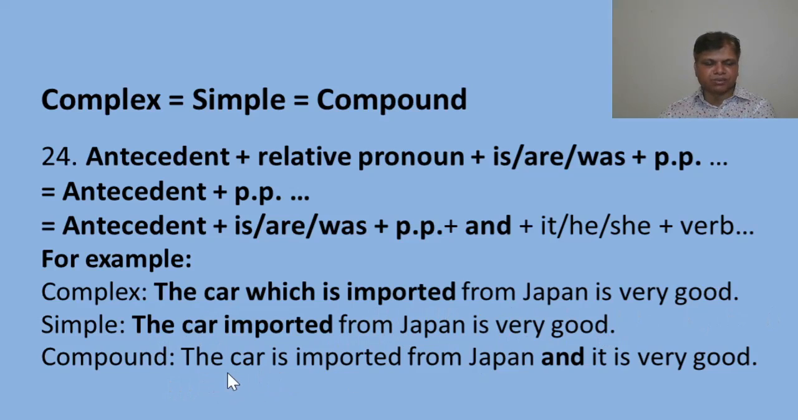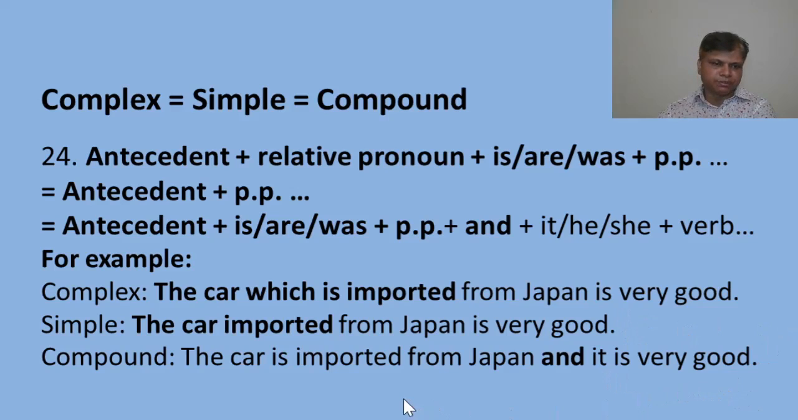If you want to make it a compound sentence, you have to omit the relative pronoun first, then you have to use the antecedent and passive form of the verb and a portion of the sentence, that is up to Japan. Then you have to use "and" as a coordinating conjunction. Then you have to use "it". Here the antecedent is the car, so instead of the car, we have to use the pronoun it, verb, and the rest of the sentence.